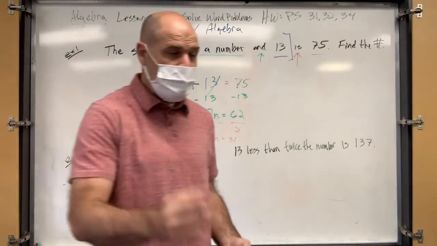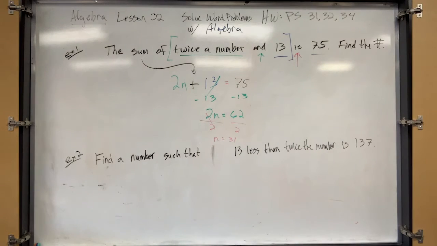Okay, this is a great problem. It's going to test a particular skill that I'm hoping that you guys remember. So how do you say 13 less than twice the number? Right?